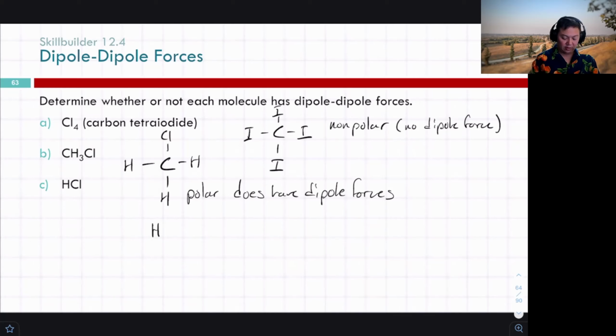And then for this last one, HCl, if you were to do the full Lewis dot structure for this one, you would see that chlorine has lone pairs on it. Because chlorine has lone pairs and hydrogen doesn't, and this bond is polar, if you were to look up the electronegativity of hydrogen versus the electronegativity of chlorine, it is a polar molecule. So it does have dipole forces.